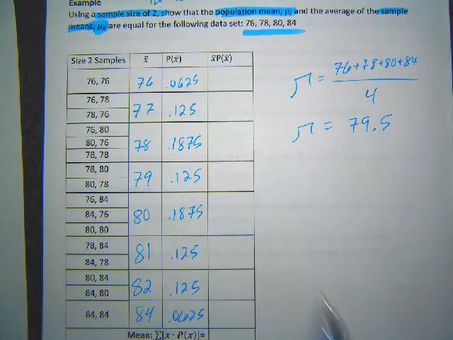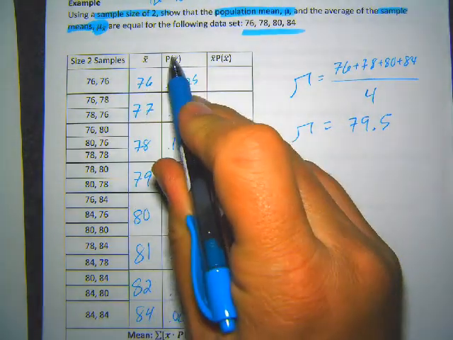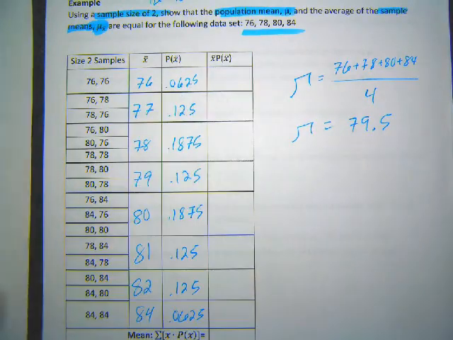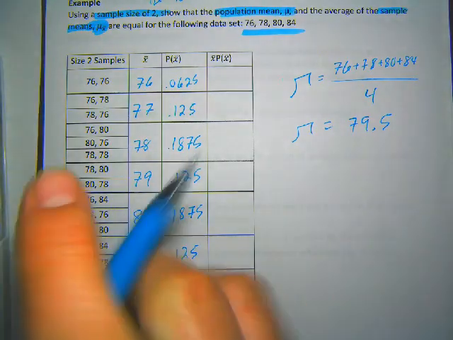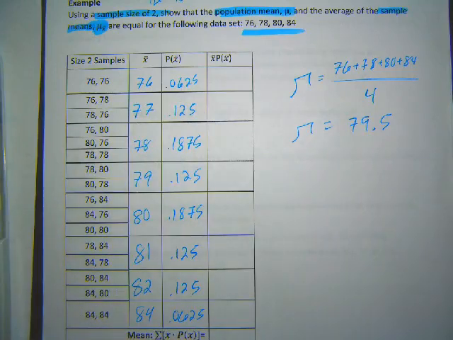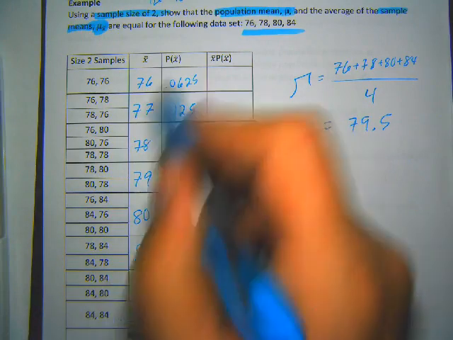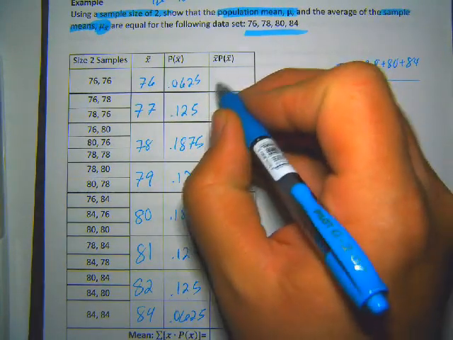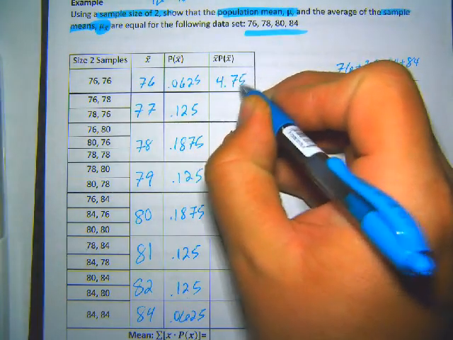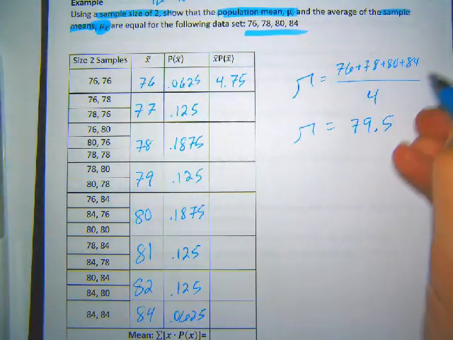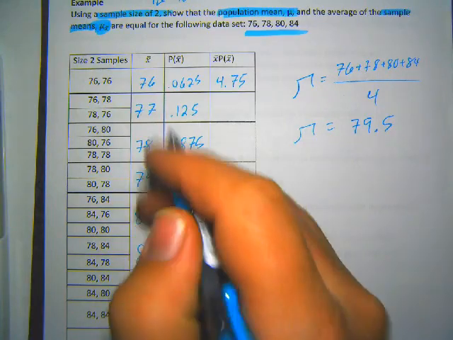Okay. Now we're going to take those values times their probabilities and get this calculation. So I'm going to just multiply those out. The first one, I do 76 times 0.0625. And again, you're not going to have to do this calculation on the homework, but I just want to illustrate this idea about the average of these samples versus the average for the whole population.